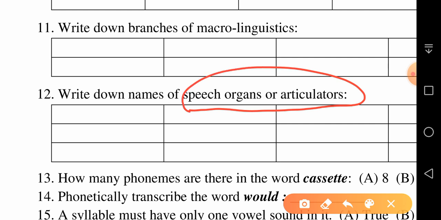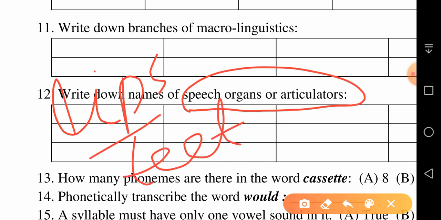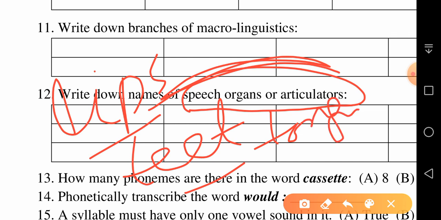Write down the names of speech organs or articulators. Lips, we have lips, they are articulators. Teeth, they are articulators. The upper part of the mouth, the alveolar ridge, even the tongue is an articulator. Then we have the back of the mouth.